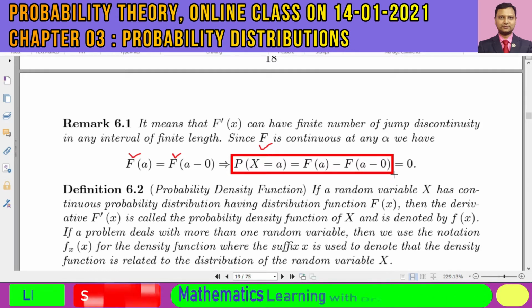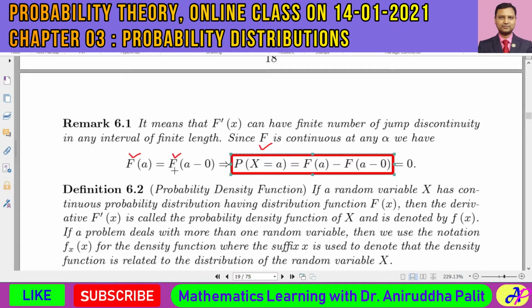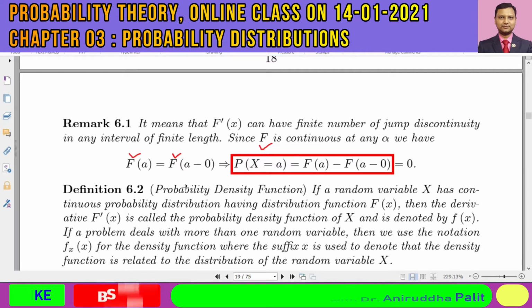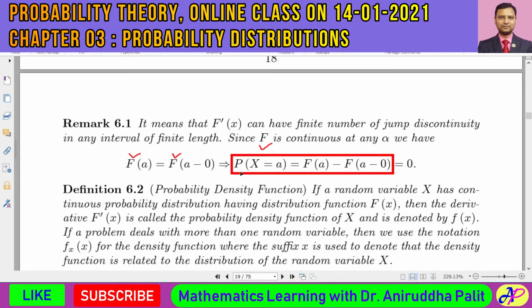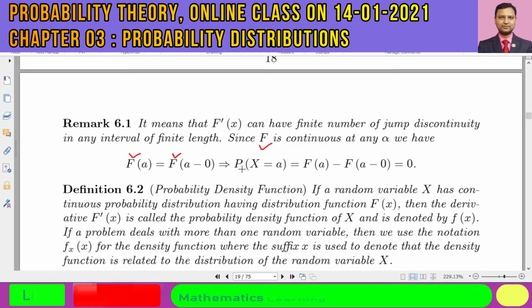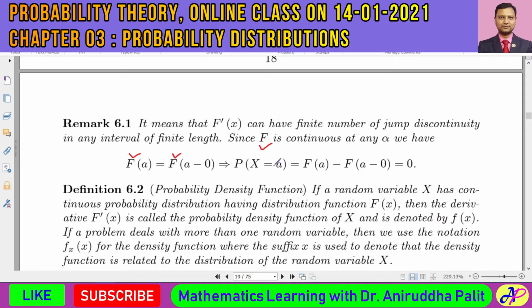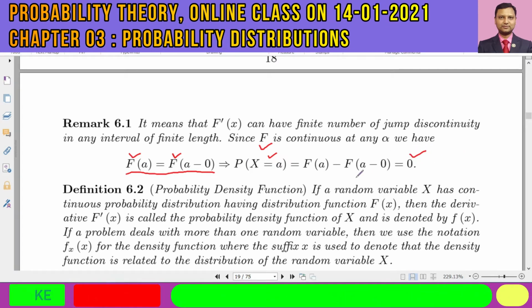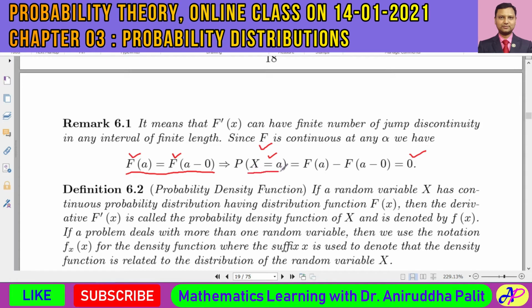And because this left limit becomes equal to the value of this function, we can prove that the probability of the event that X is equal to a ultimately becomes equal to 0. Therefore, the probability of a single point, X is equal to a, is always equal to 0 for a continuous distribution. This is a very important property.